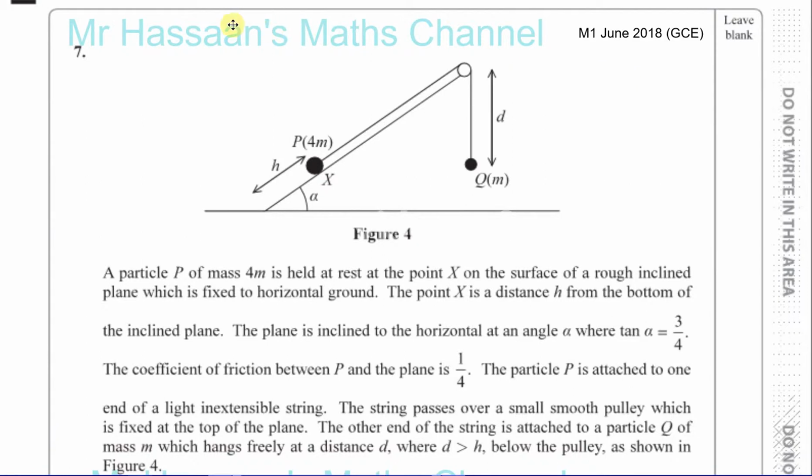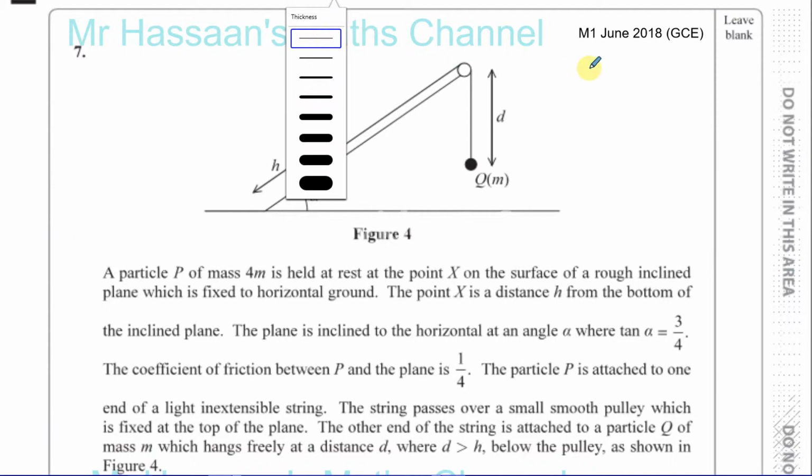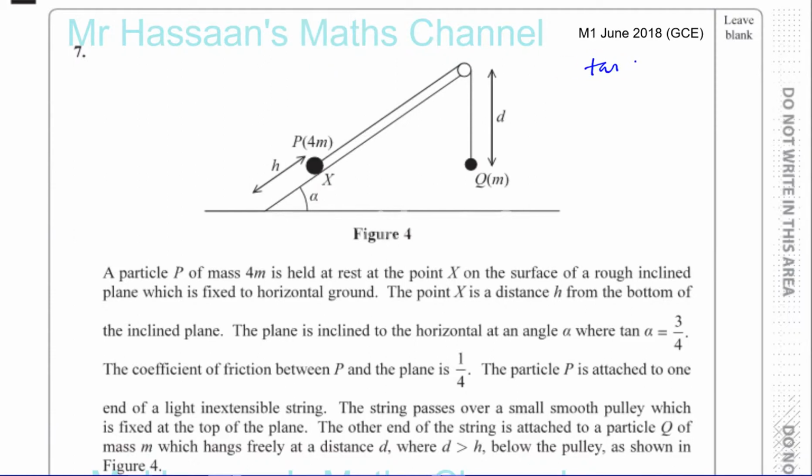So that's one piece of information to write down. The tangent of alpha, so you know that the tangent of the angle alpha is equal to 3/4. That's the angle of the inclined plane. The coefficient of friction between P and the plane is a quarter, so mu is equal to a quarter, the coefficient of friction. The particle P is attached to one end of a light inextensible string.